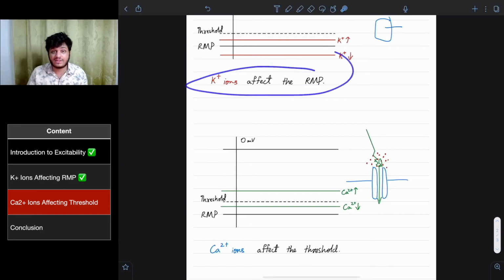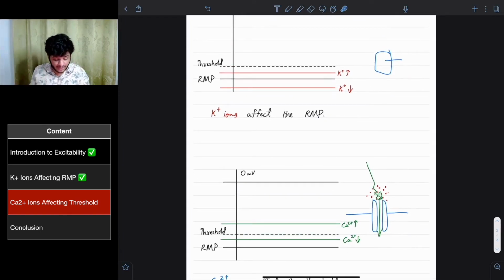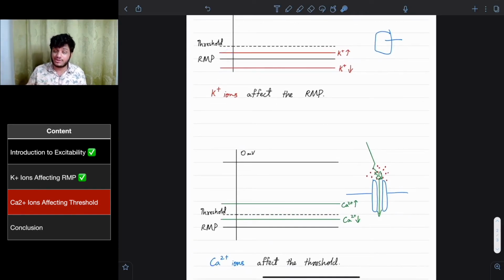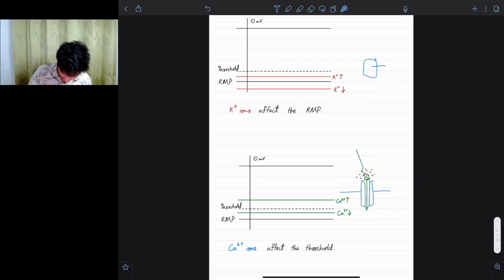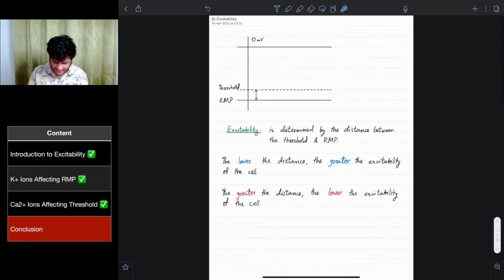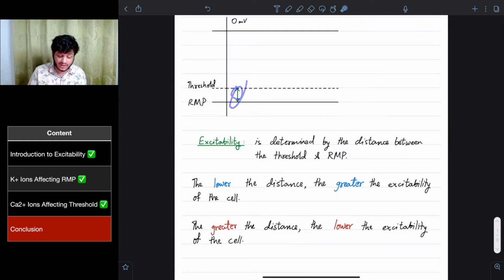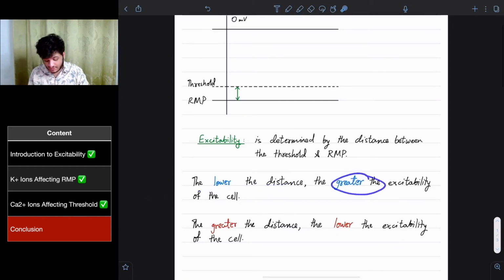For potassium ions it's the resting membrane potential, right? It pushes it up, meaning it becomes more positive. For calcium ions, it affects the threshold, so that means it pushes the threshold up. It makes it more positive. So yeah, that's how I remember it, basically, how potassium ions and calcium ions affect the graph when their concentration increases or decreases. So yeah, that was very easy to understand. Excitability is just the distance between the threshold and resting membrane potential. The greater the distance, the less excitable the cell is. The lower the distance, the more excitable the cell is.